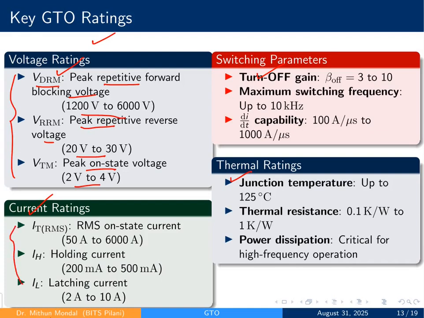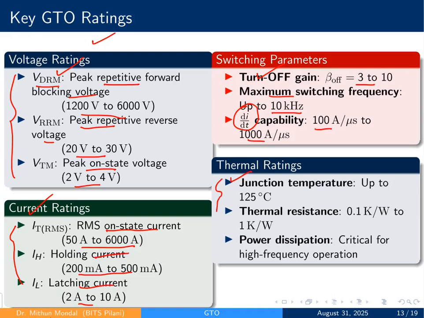Current ratings: similarly, we have the RMS on-state current of 50 ampere to 6000 ampere. Holding current is 200 milliampere to 500 milliampere, and latching current is 2 ampere to 10 ampere. When we talk about the switching parameters, the turn off gain beta lies between 3 to 10, and maximum switching frequency is up to 10 kilohertz. Di by dt capability is 100 ampere per microsecond to 1000 ampere per microsecond.